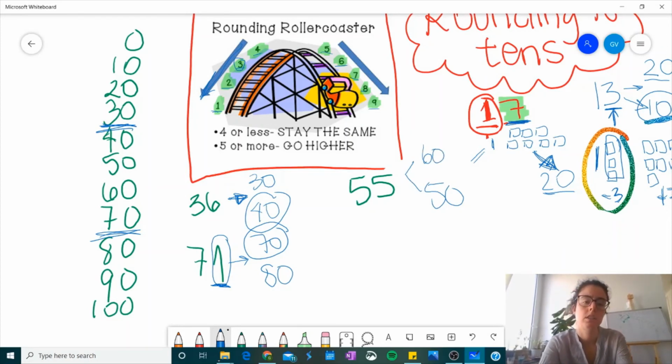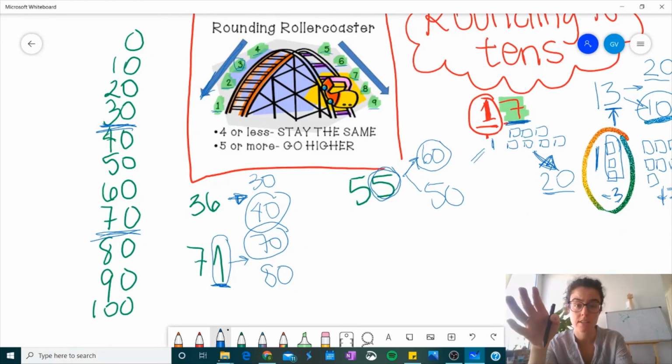So can you tell me the number 55, is it closer to 60 or to 50? Number 5 is a tricky one when you have 5 in the ones place. But remember our roller coaster. So 1, 2, 3, 4 all go down, but 5, 6, 7, 8, and 9 all go up. So that means that we are going up, and 55 rounds to 60. Very nice job.